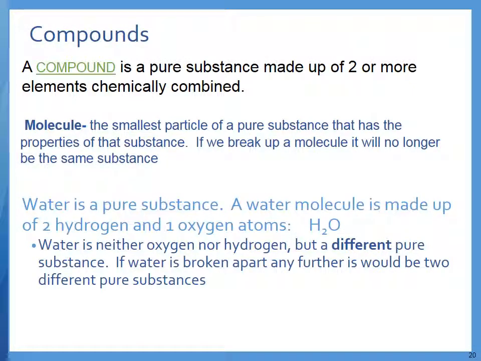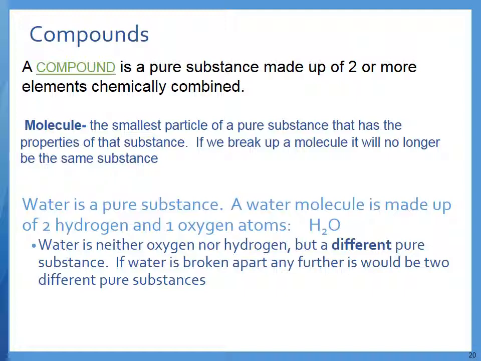All right, so a compound is a pure substance, but it's made up of two or more elements chemically combined. And a molecule is the smallest particle of a pure substance that has the properties of that substance. If you break a molecule up any smaller, it will no longer be the same substance. Like I said earlier, water is a pure substance. It's made up of hydrogen and oxygen. H2O is a pure substance. The H2O is the molecule.